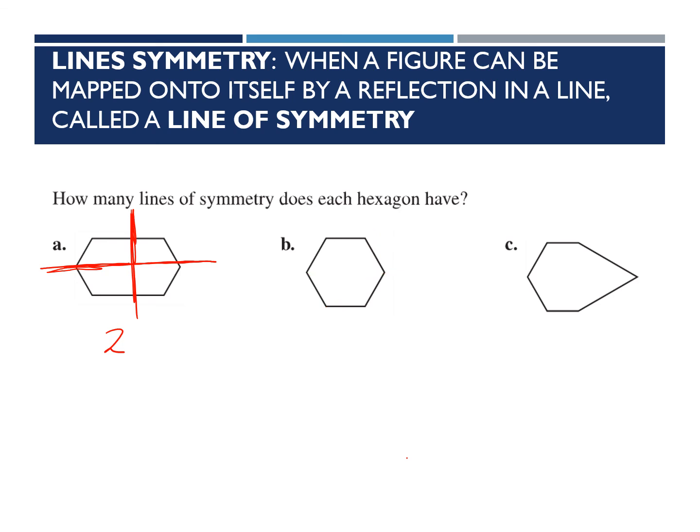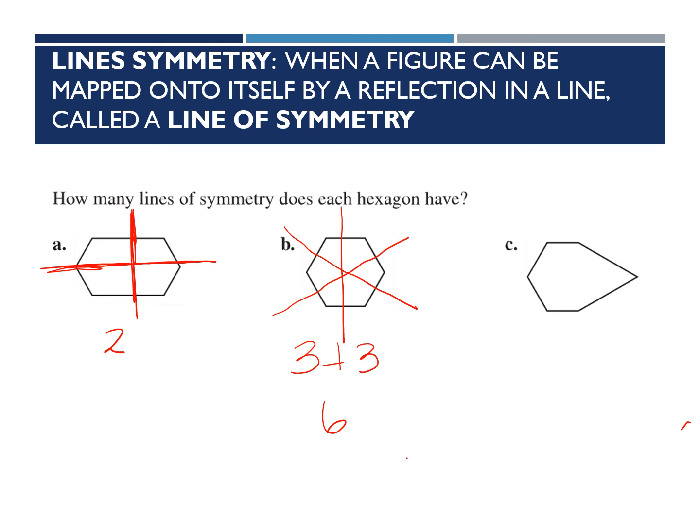So it might be easier to see if I go from here to here. There's 1, 2, and 3. So there's my vertices, right? And now if I go in half, there's 1. If I go in half here, there's 1. And if I go in half here, there's another 1. So this actually has 6 lines of symmetry.